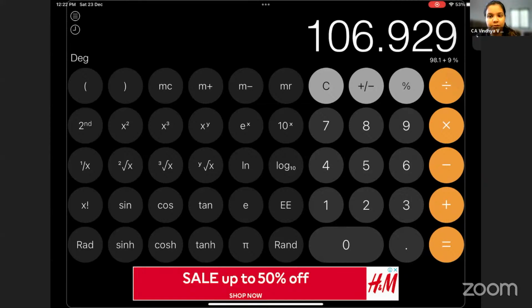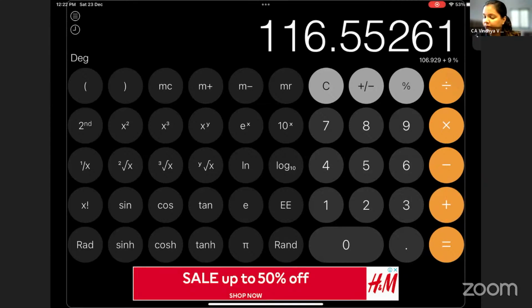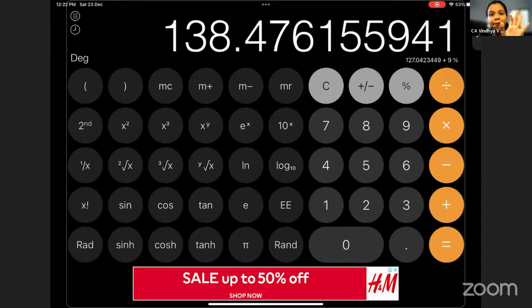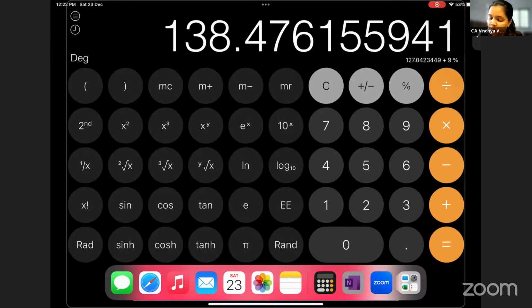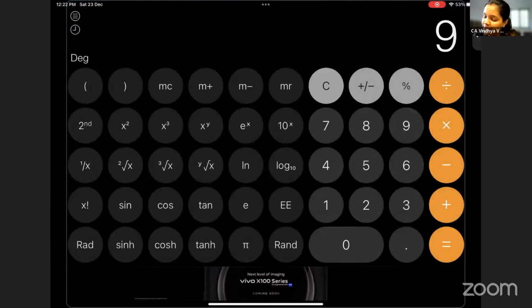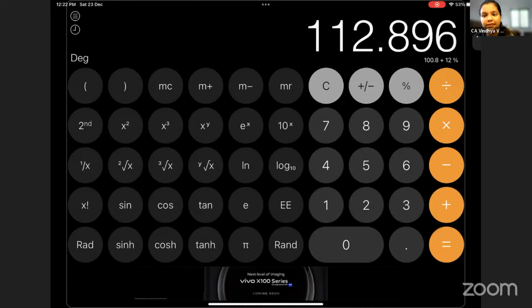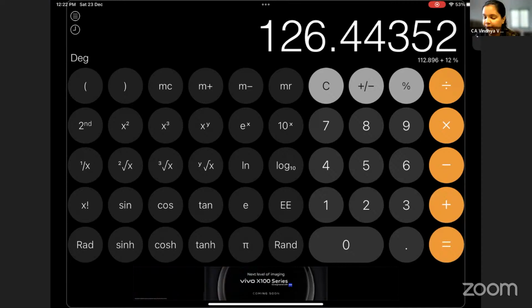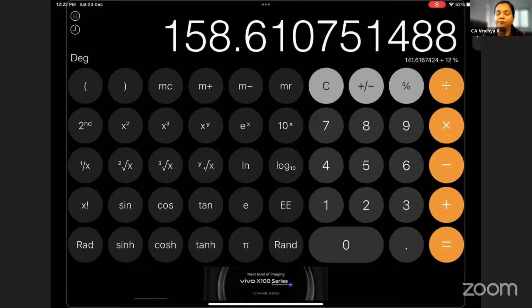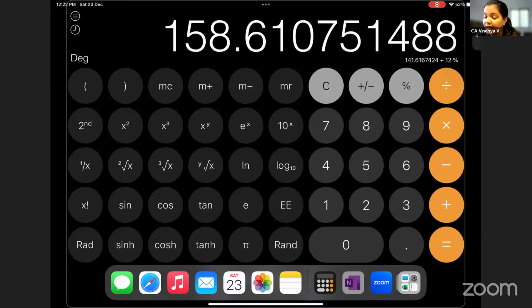Again, add 9% to this. Third time, fourth time, and fifth time. When you add 9% 5 times, you should get 157 approximately. Okay, 157. Do you get 157? No, which means that option A is not your answer. Go to option B, 12%. Start with 90 plus 12%. Again 12%, second time. Again 12%, third time. 12% fourth time. 12% fifth time, which gives you approximately 158.